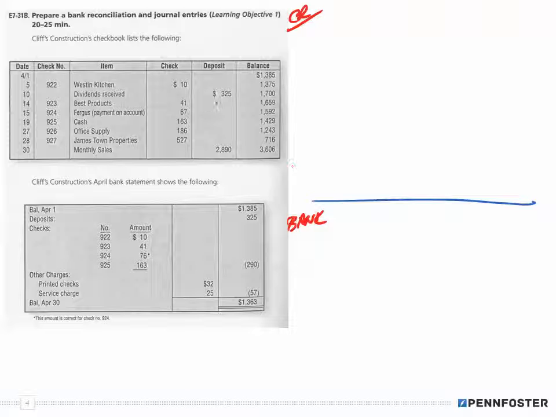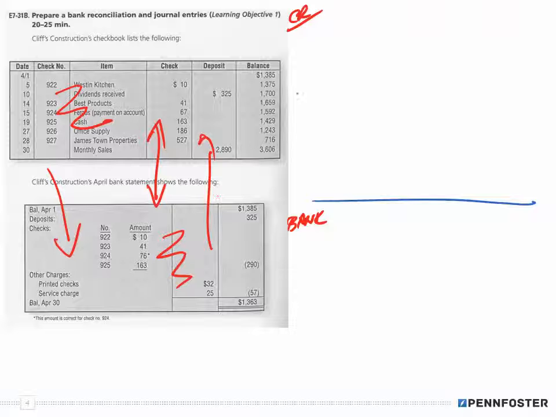All right, so what you're doing is you're comparing one with the other, and anything that is in your check register that is not on your bank statement, you'll have to put on your bank statement, and vice versa. Anything in your bank statement that is not on your check register, you put on your check register.